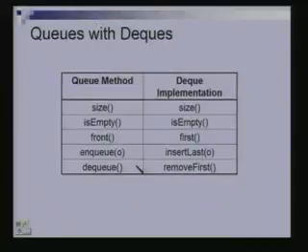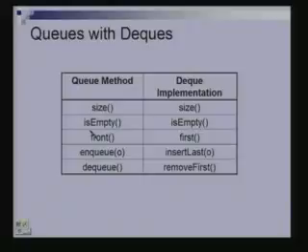Similarly, I can use a double ended queue to implement a queue. Now front would correspond to giving me the first element of the double ended queue. What do I do in enqueue? I insert at the rear. So, that corresponds to insert last. And when I say dequeue, I remove from the front, so remove the first element of my double ended queue. So, if I have a double ended queue implementation, I can use its methods to implement a stack or a queue.